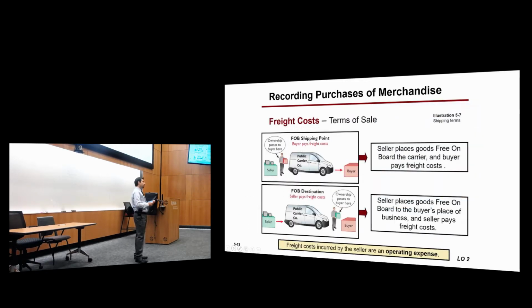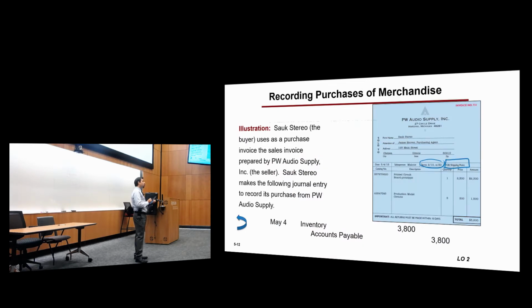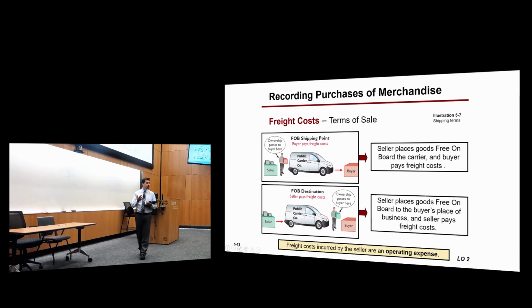Now, you see this thing here? FOB, shipping point. FOB means free on board. That means free to which point? When you say free on board shipping point, it means the shipper, who is the seller, will put those products on the delivery truck for free. What does it mean? Who's paying for the shipping?